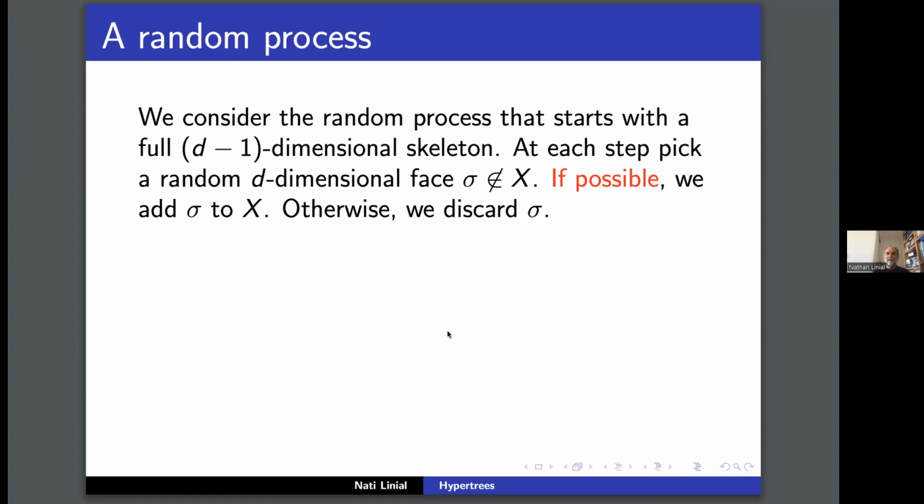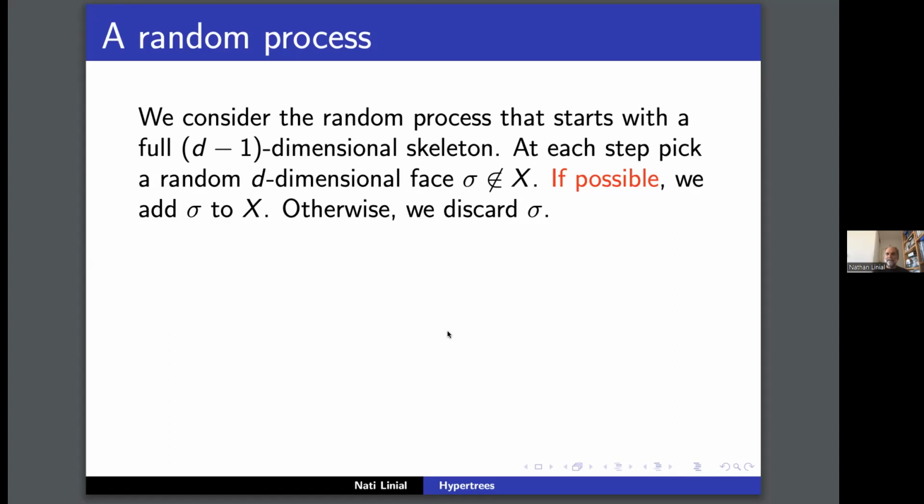There are papers from recent years telling you this, but there are a lot of interesting things to understand about it. In a way, what we're doing here is the analogous thing to that. We do precisely the same thing that is described with trees. We start with a d-1 dimensional skeleton. We pick a random d-dimensional face, and if possible, we add it to sigma.